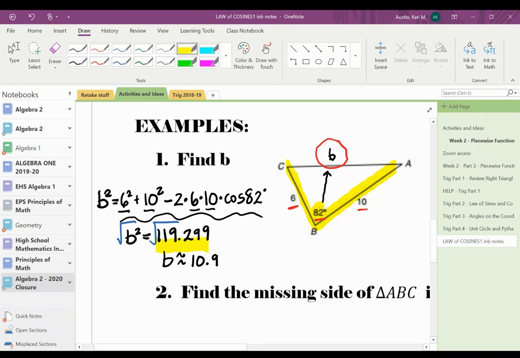But try to think about what you're putting down. That doesn't make any sense, right? You couldn't have a triangle with sides 6, 10, and 119.299. The sum of any two sides always has to be larger than the third, if you remember that from geometry. All right, let's try another one.